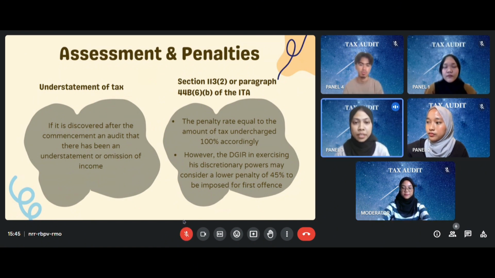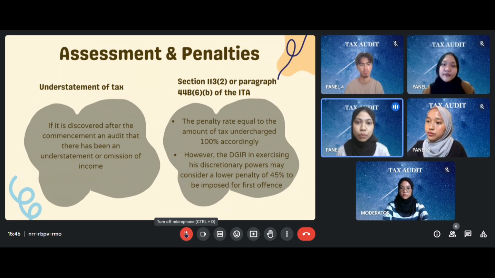So I'm going to explain for the last part, which is assessment and penalty. For assessment, understatement of tax under section 113 sub 2 or paragraph 44B sub 6 sub B of the ITA, the penalty rate equal to the amount of tax undercharged 100% accordingly. However, the DGIR, in exercising his discretionary power, may consider a lower penalty of 45% to be imposed for first offence.